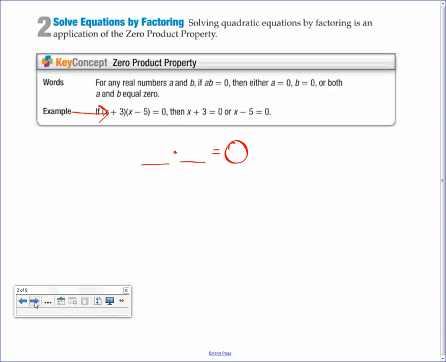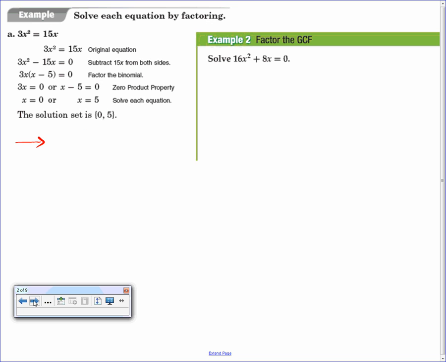If x plus 3 times x minus 5 is equal to 0, then either x plus 3 has to equal 0 or x minus 5 has to equal 0. That's the only way you're going to get 0 when you multiply two terms together. All right? So we're going to use that fact to solve these quadratic equations.